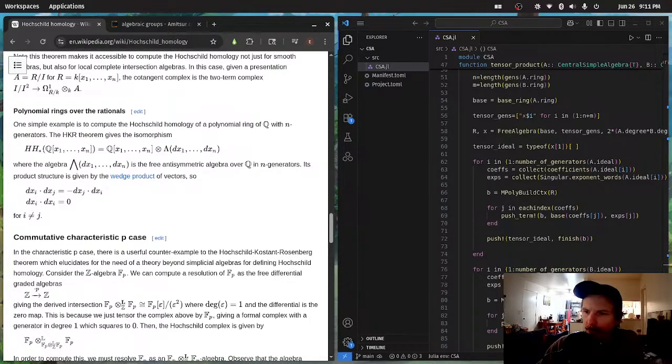So one simple example is to compute the Hochschild homology of a polynomial ring in N generators. The product structure is given by some stuff, and what you get out of it is the polynomial ring tensored with the free antisymmetric algebra over Q on N generators. Oh, and the differentials, dx1 to dxn, free antisymmetric algebra. So this is just the exterior algebra on N symbols. And antisymmetric means that A times B is minus B times A.